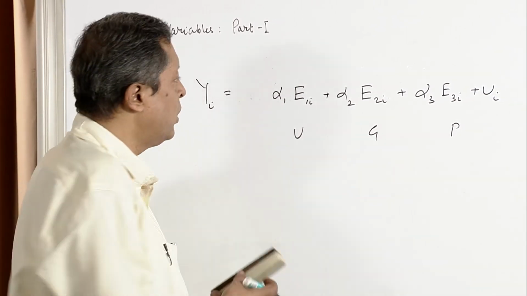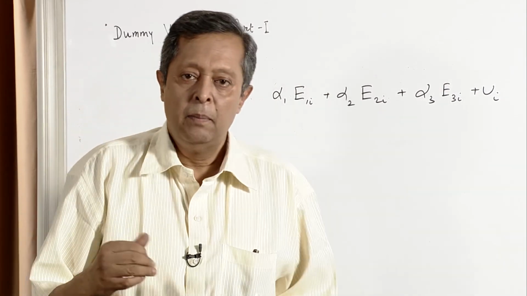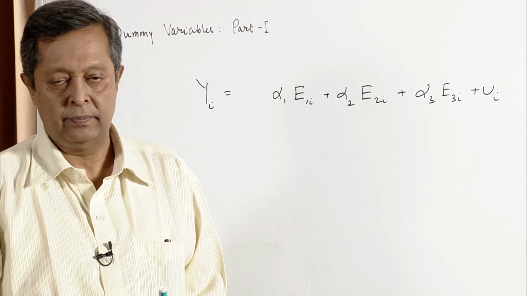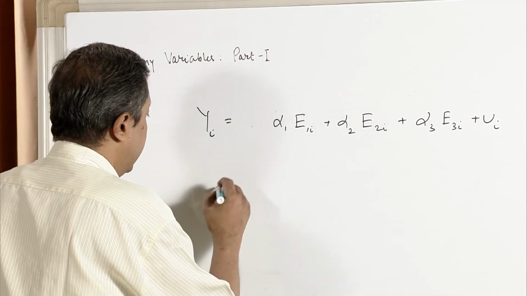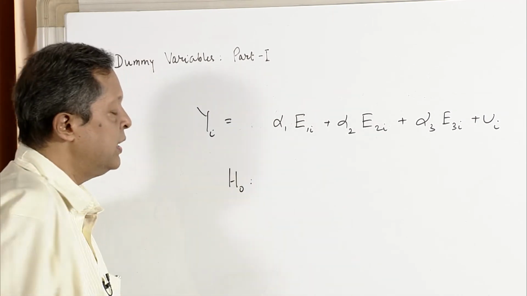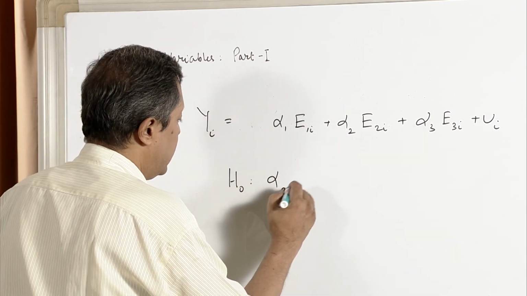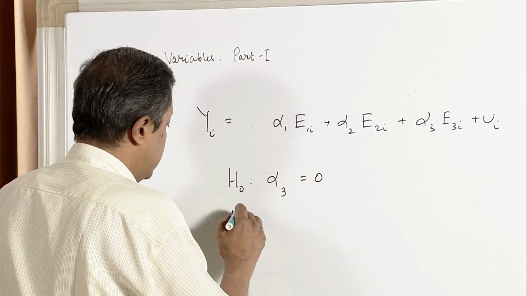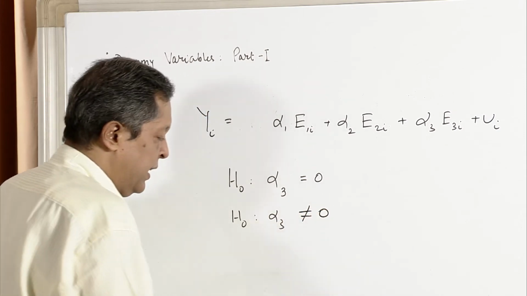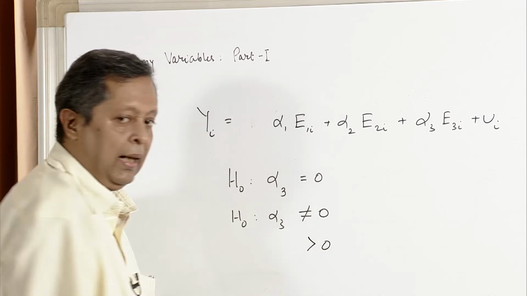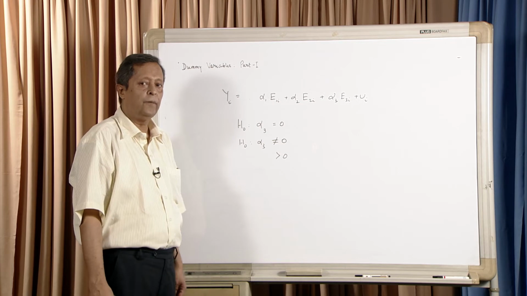What do we do with such models? We want to really test whether post graduation leads to a salary hike. Of course, it would depend on the nature of the job. So, what do we say? That H naught, which is the post graduation factor, E3 alpha 3. So, we test H naught alpha 3 is equal to 0 against H1 alpha 3 either not equal to 0, which is a two-tailed test, or greater than 0. And we can carry out the same test procedures as we had seen in the module on testing of hypothesis.